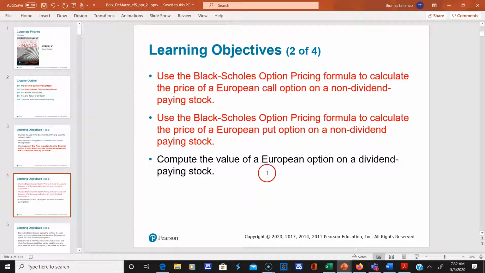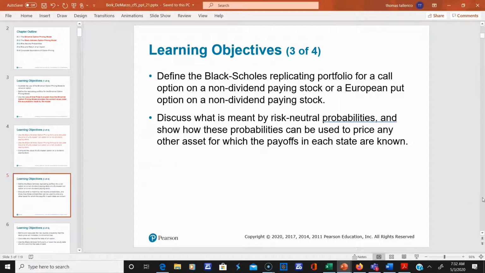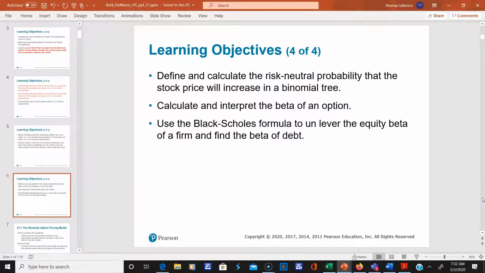And then we'll look at, rather quickly though, the price on a dividend paying stock. That gets a little more complicated. All right, so we'll go through those.